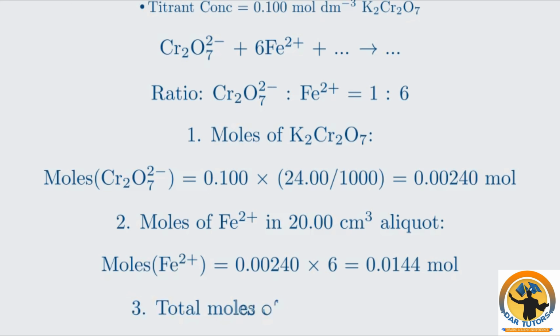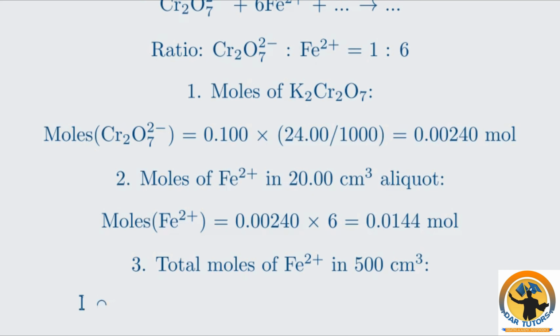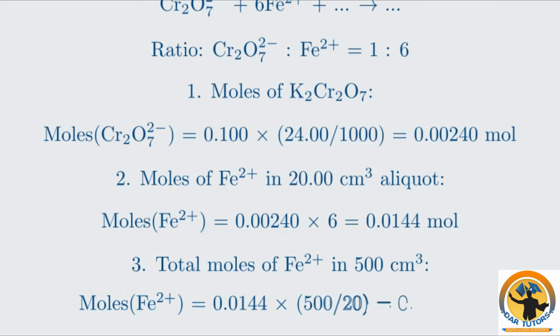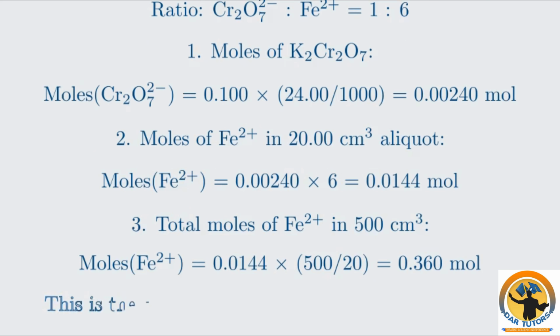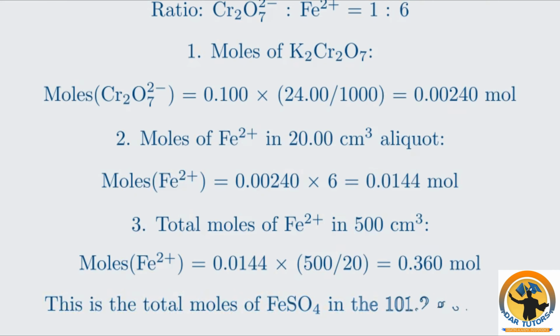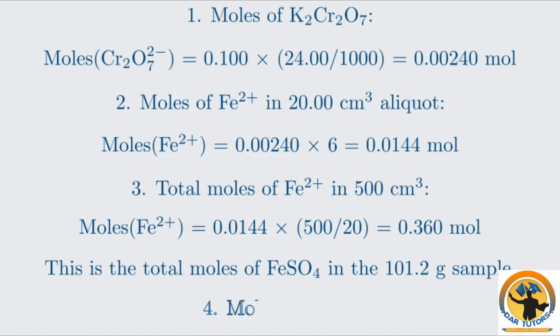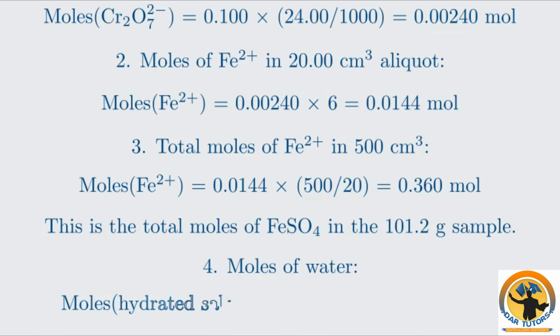Third, scale up to the total volume. 20 cubic centimeters is 1/25 of the 500 cubic centimeter total. So total moles is 25 times 0.01144, which equals 0.360 moles. This is the total moles of FeSO4 in the 101.2 gram sample. Fourth, we find the moles of water. The moles of the hydrated salt is also 0.360 moles.